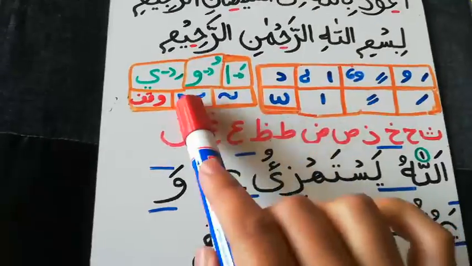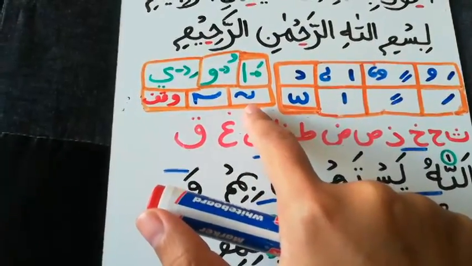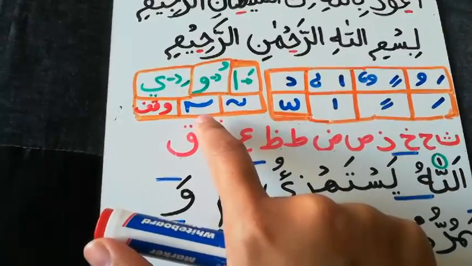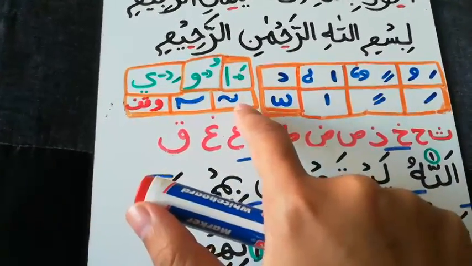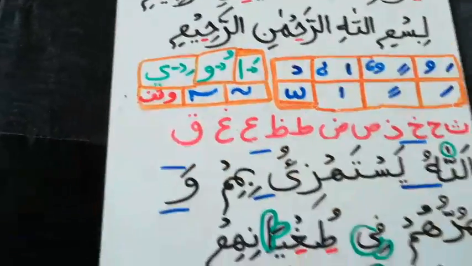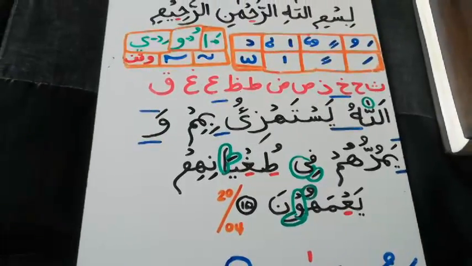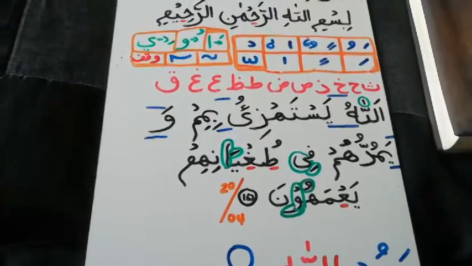Okay, then we have our mads. There are two kinds of mads here. Mad munfasil, we pull it for 3 alifs. Mad muttasil, we pull it for 5 alifs. The curly short one, munfasil. Long one, muttasil. And then rules for waqf. What does waqf mean? To stop. When you come to the end of an ayah, rules for stopping: signs become a sakin, fathatain becomes an alif, and round ta becomes a ha.